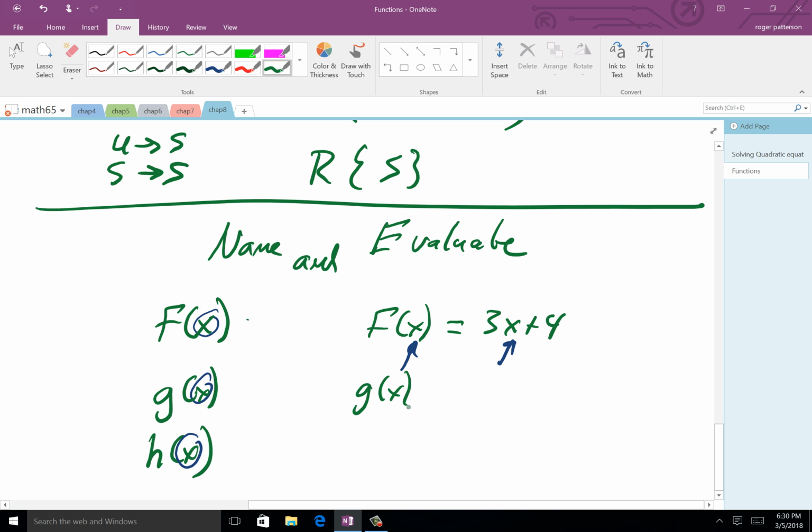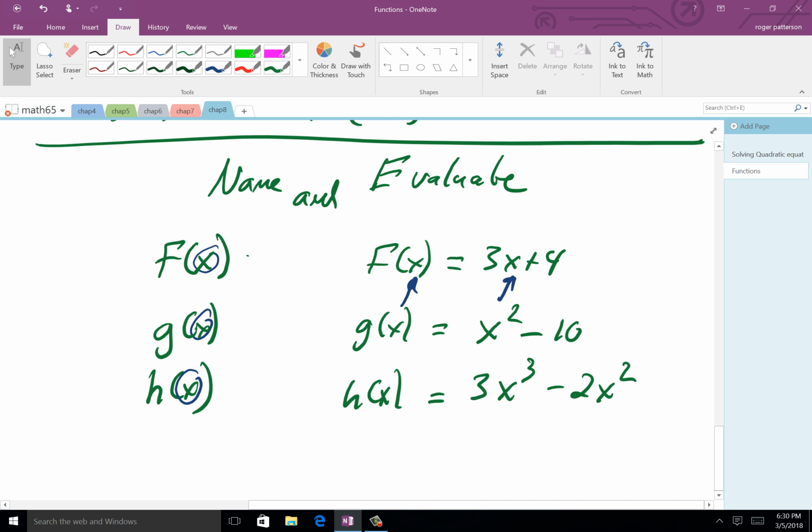G of x equals x squared minus 10. H of x equals 3x cubed minus 2x squared. Right, those are all functions, as long as this variable here is the same here, here, here, here, here. They've got to be the same.